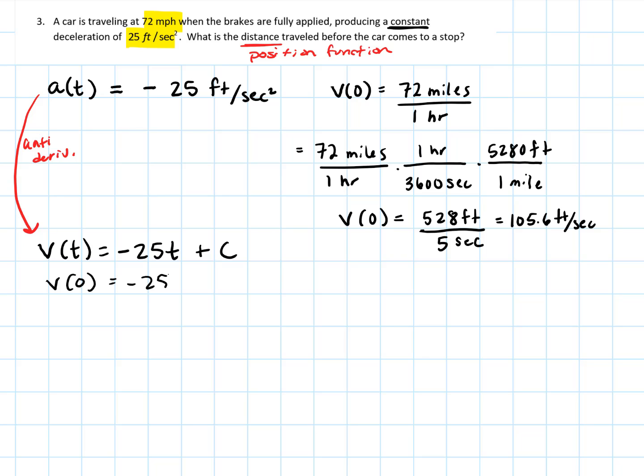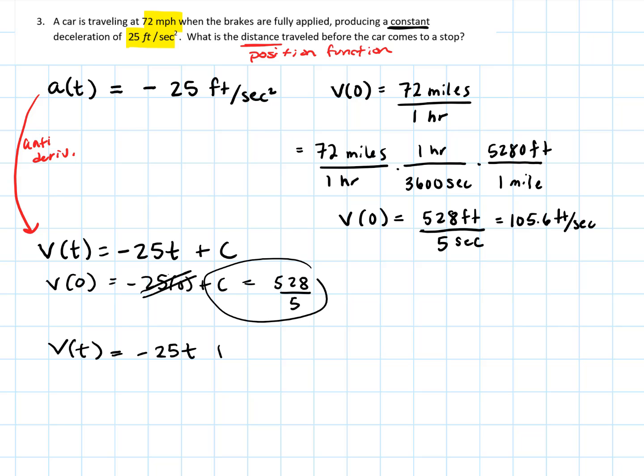So we can plug in 0 and we find that c has to be equal to that. I'm going to use the exact answer here. We could put in the decimal, which is 105.6, but I'm going to use fractions. So c is that value, and we can plug that in. So v of t is negative 25t plus 528 over 5.